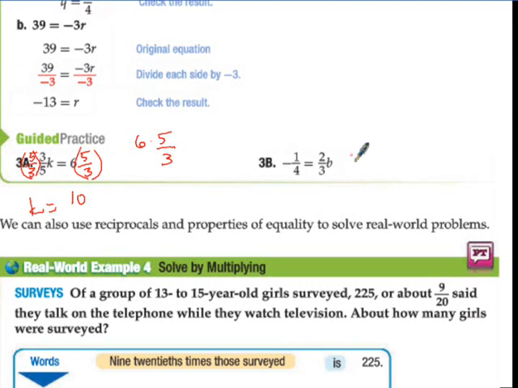So go ahead and pause the video here. Try 3b on your own and see what you get. Pause the video now. All right, I did it, and I got b equals negative 3/8. If you need help with that one, make note of it. We'll go over it in class.